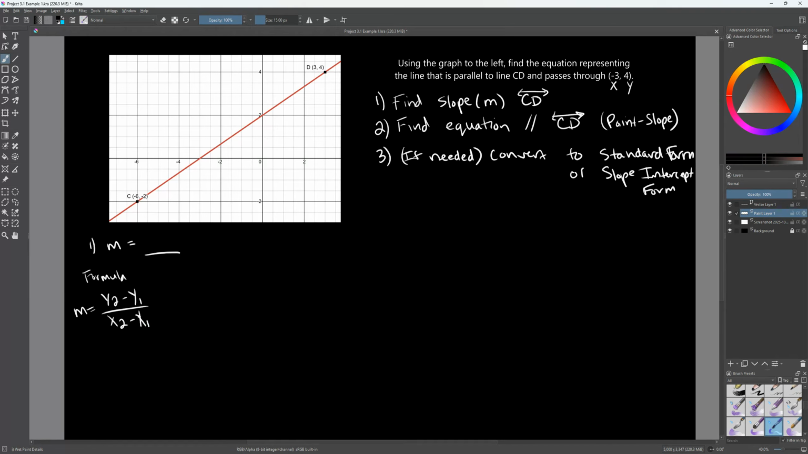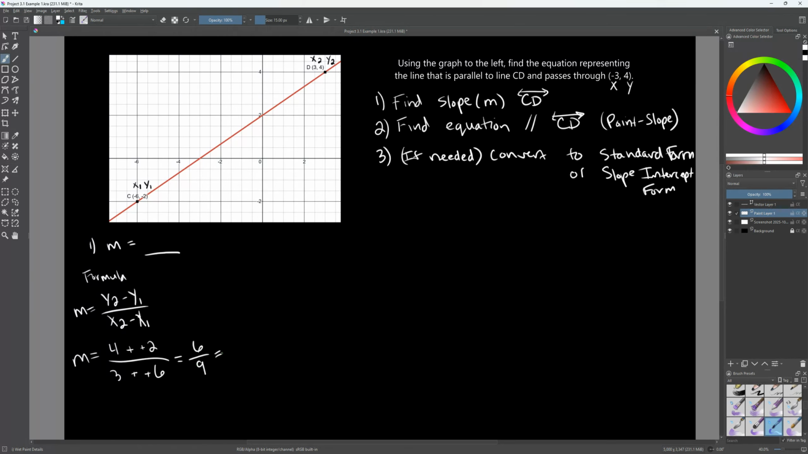So when I look at this graph up here, I've got C, and I can label C as x1 and y1, and then up here I can label D as x2 and y2. And then I could plug that into my formula. So I'd get slope is y2, well it's just 4, and then y1 is negative 2, so minus negative 2. And then my x2 is going to be 3, and then minus my x1, which is negative 6. Well, when you minus a negative, remember it changes to positive. So I'm going to change those both to positive. And so it comes out as 6 over 9.